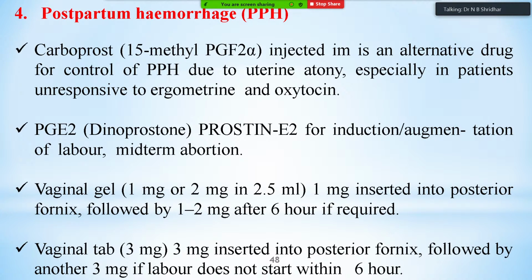And PGE2, that's the dinoprostone or the Prostin E2, can also be used for induction of the labor, especially in case of midterm pregnancy. And the vaginal gel, 1 milligram inserted into the posterior fornix, then followed by 1 to 2 milligram after 6 hours if it is required. And many pessaries like vaginal tablets, 3 milligram inserted into the posterior fornix, followed by another 3 milligram if labor does not start within 6 hours.